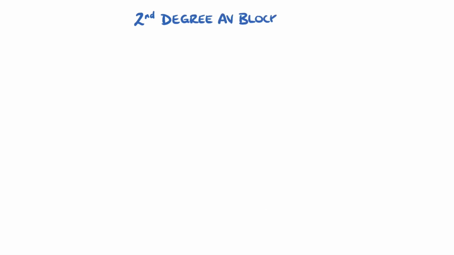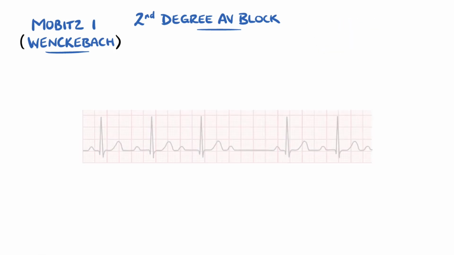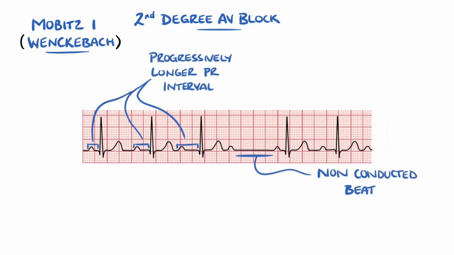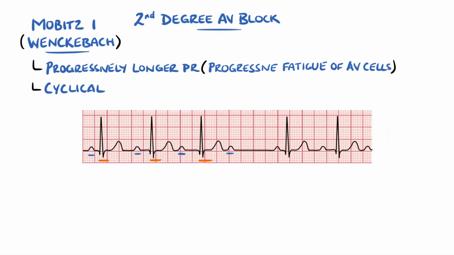Second degree AV block has 2 types: Mobitz 1, also known as Wenckebach, or Mobitz 2, known as Hay block. Mobitz 1 or Wenckebach features a progressively lengthening PR interval, followed by a non-conducted ventricular beat due to progressive fatigue of AV nodal cells. Mobitz 1 is cyclical and typically features a ratio of P waves to QRS complexes per cycle. For example, 4 to 3 if there are 4 P waves and only 3 QRS complexes in a cycle.